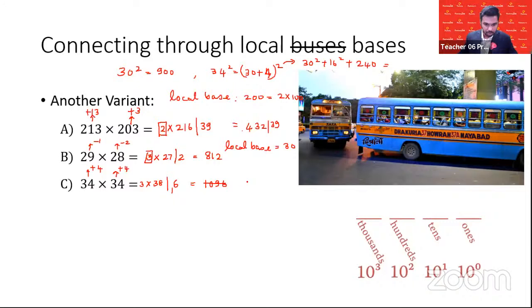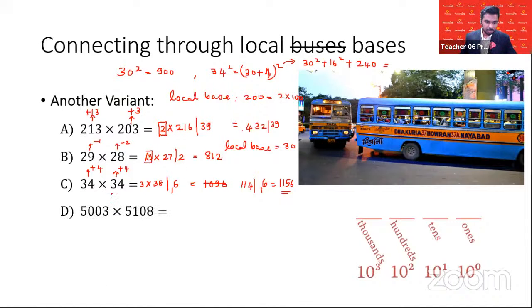So let me just cancel this answer. So we have still the 16 here, and 3 times 38 is 114. So this answer is 1156. Thank you for all the students who had written the answer. So what is the sum of digits of 1156? 1156 has the sum of digits as 7 plus 6, which is 13. So the answer to the first puzzle that we were asking is what? It is 13.